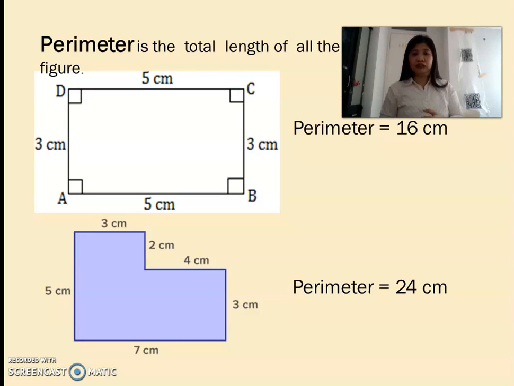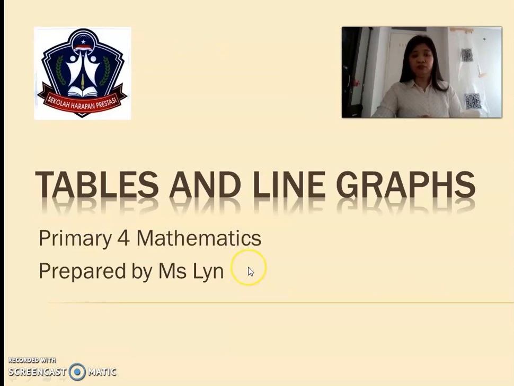Next. So I repeat, perimeter is the total length of all the sides around the figure, whatever figure it is. If we are talking about perimeter, you just count the length of all the sides. Now, in the first figure, the rectangle, we count the total length of all the sides. So 5 centimeter plus 3 centimeter plus 5 centimeter plus 3 centimeter, we come up with 16 centimeter. 5 plus 3, 8, plus 5 plus 3, 16. Next.